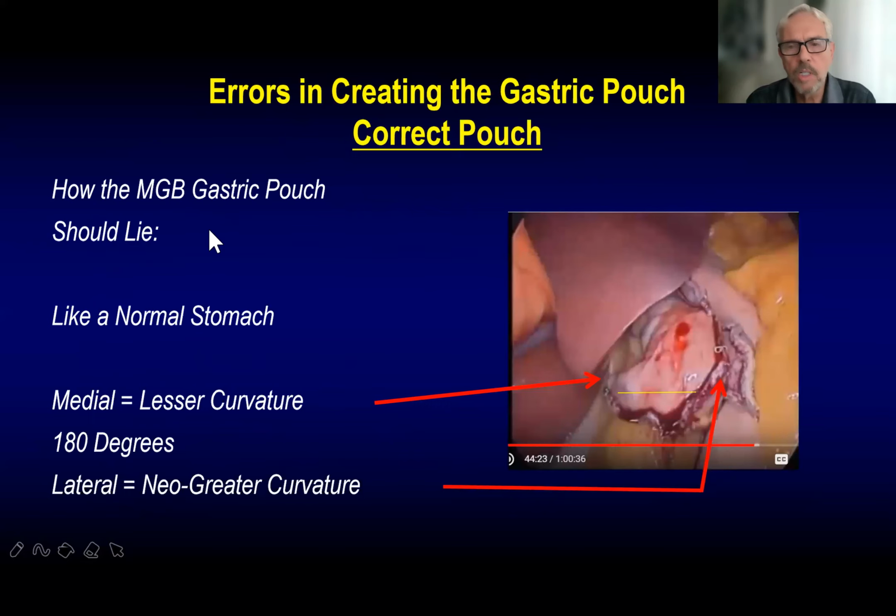Now, how should the tip of the gastro-jejunostomy look, and how should the gastric pouch look? This is my opinion of an almost ideal gastric pouch. Here we see the lesser curvature is in the position of the lesser curvature, and the neo-greater curvature is in the same plane, according to the yellow line here, as the greater curvature normally is. So this is the way we would like to see it.